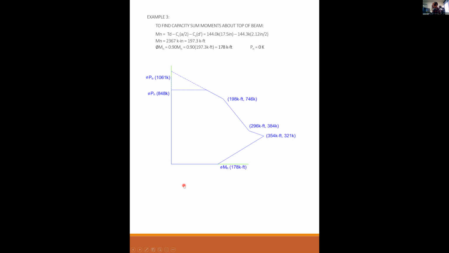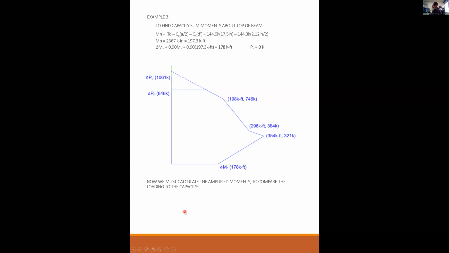This was a pure moment condition. So there it is, that is my completed interaction diagram. This was point A in parentheses, where we did phi times P naught. This isn't a real point, but it sets up the slope of this line. Where the slope of this line intersects this horizontal line, that gives you this point here. And then this was point B, point C, D, and E. So there's our interaction diagram.